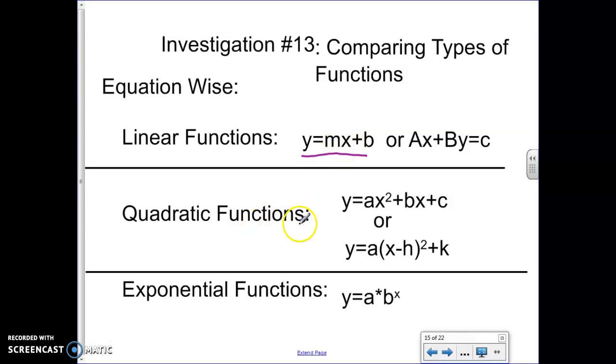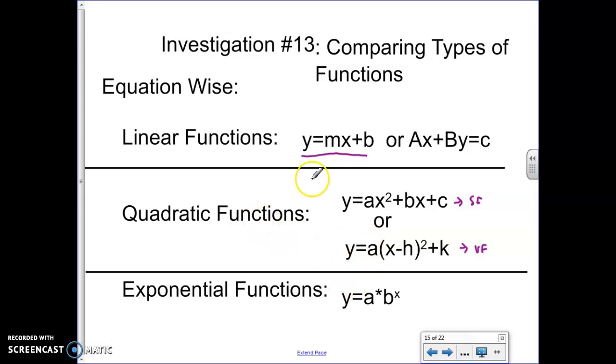And then if we look at quadratics, we've been talking about this a lot. This is what your standard form is of a quadratic function. And then this is considered to be your vertex form of a quadratic. If you see something along those lines, then you know it's a quadratic.